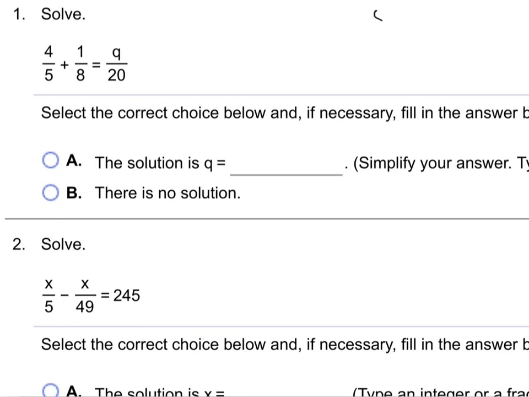Okay, so here we are. This is section 5.5, problem number 1 there. So let me just rewrite that for you where we have a little more room: 4/5 plus 1/8. So 5, number 1.